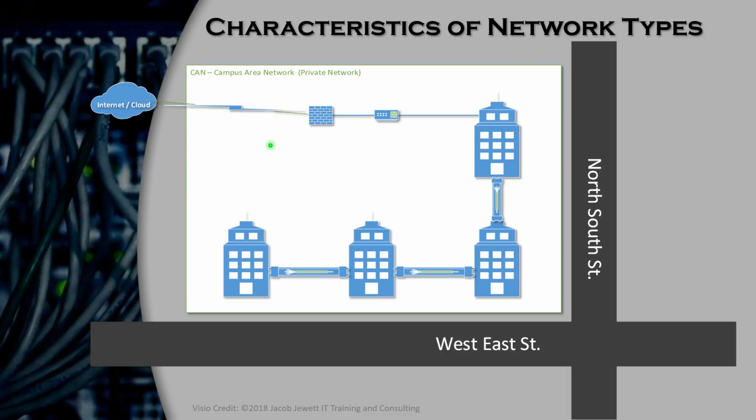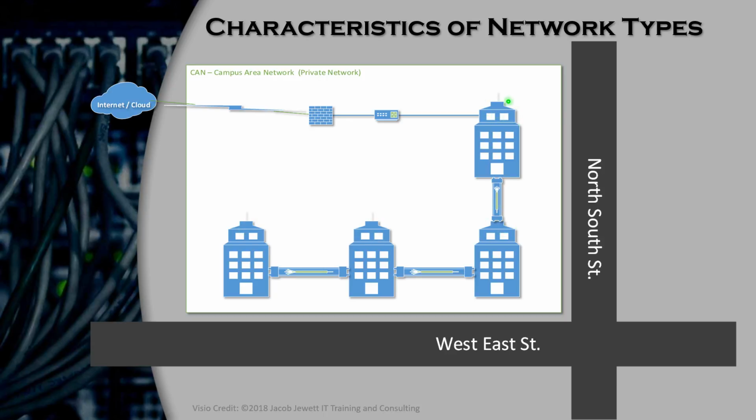Just assume that these firewalls and routers are actually within a building. In this diagram, you'll see that the buildings are connected via fiber connection from one building to the next. That would be something like an underground conduit setup. They could also be connected via wireless from building to building, point to point.